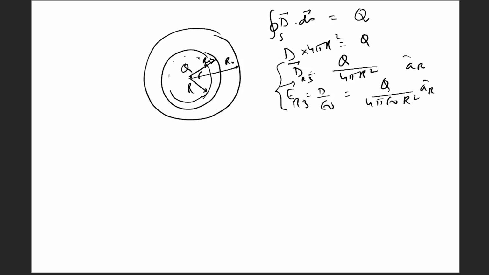I have found these two. Now I want to find polarization. Polarization will be epsilon naught (epsilon r minus 1) E. Now epsilon r for air is 1, so this will give you 0. So polarization is 0 inside. Now we want to find the potential.